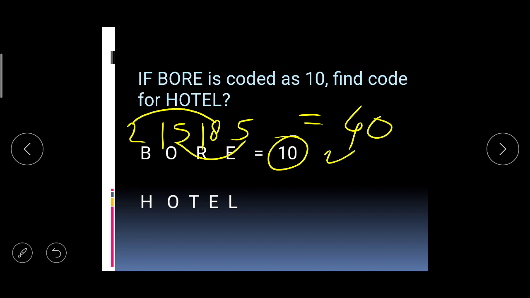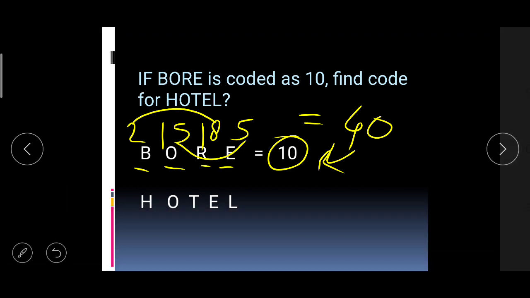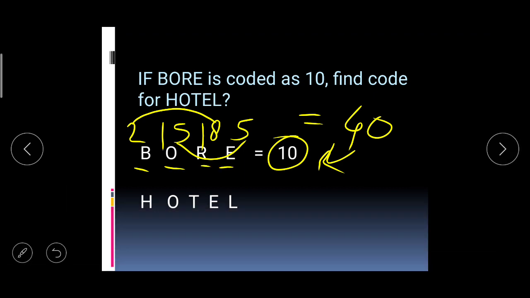Now 40 is converted into 10. Now we have to think how this 40 is converted into 10. Okay, so we'll see that there are 4 letters only. If we divide by the number of letters, are we getting the answer? Yes, right. So all this you have to understand by practicing itself. The more you practice, the more you understand, right?